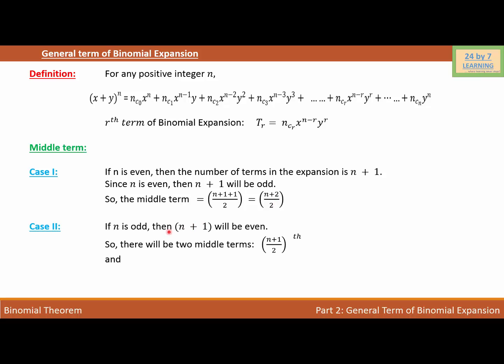Or in other words, we can say that the middle term of the binomial expansion will be the (n plus 2) over 2 term. Case 2: if n is odd, then n plus 1 will be even. So there will be two middle terms. The first middle term will be the (n plus 1) over 2 term, and our second middle term will be the ((n plus 1) over 2 plus 1)th term. So basically, if n is odd, then we have two middle terms, and these two middle terms are next to each other.